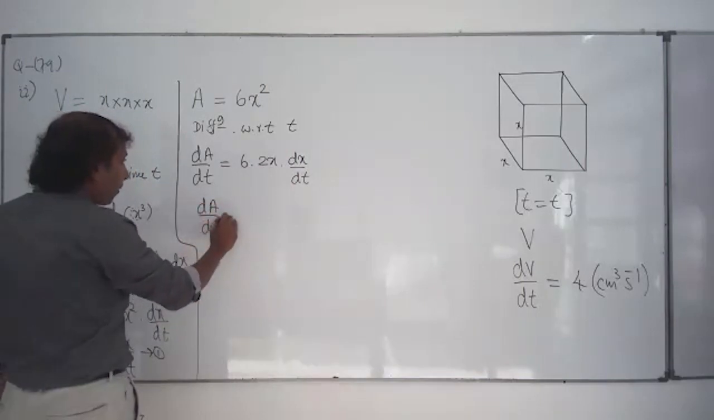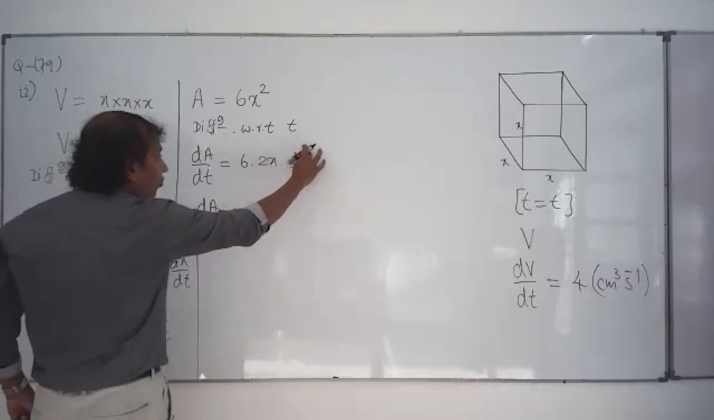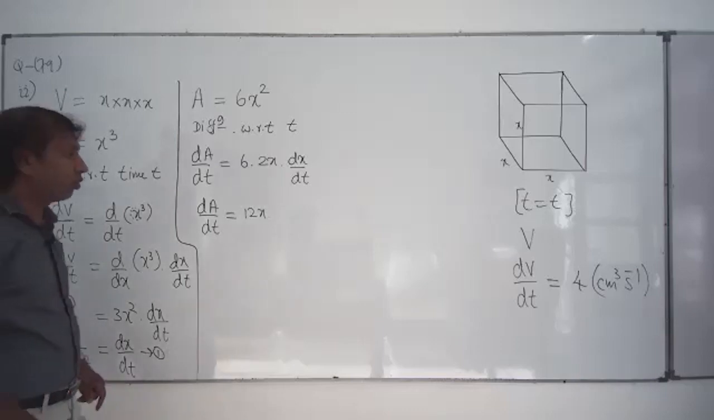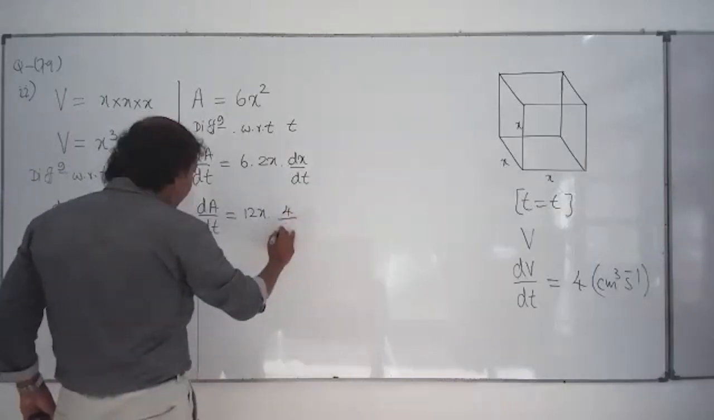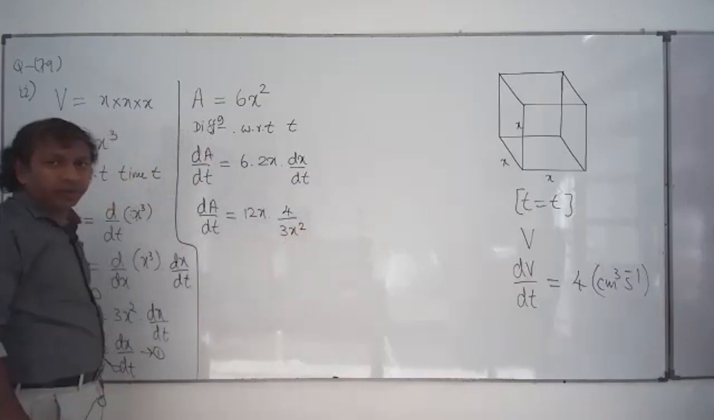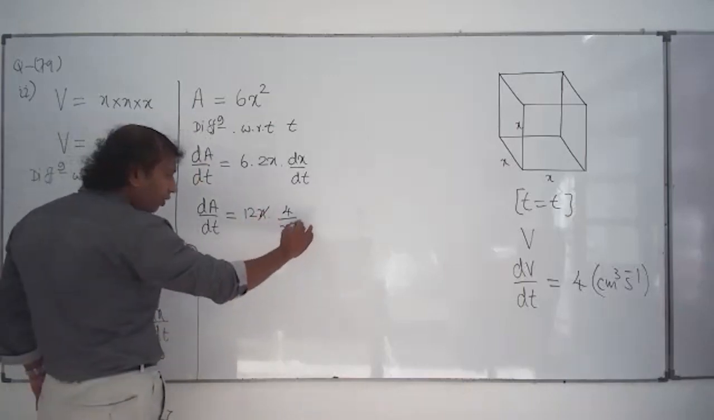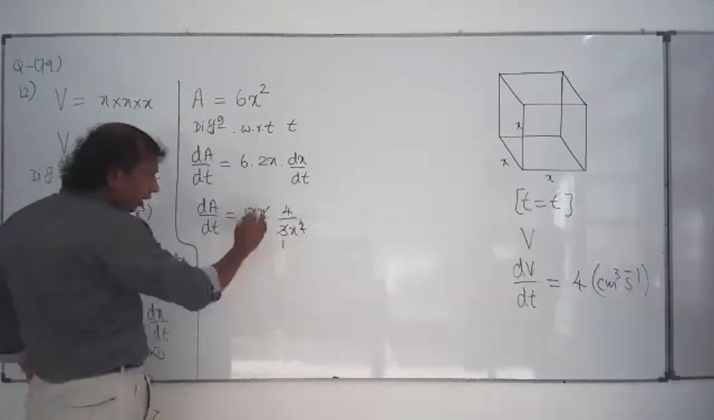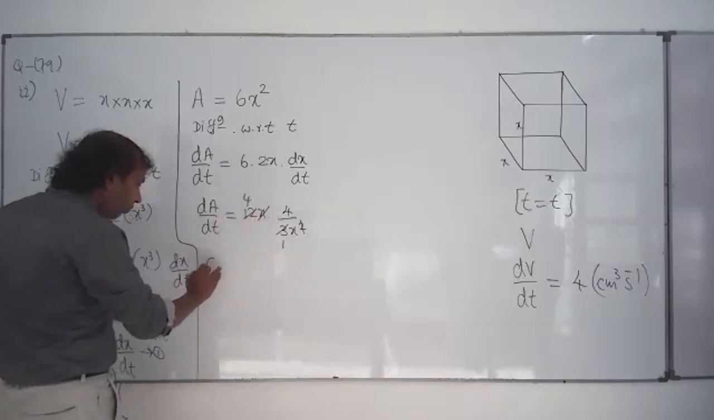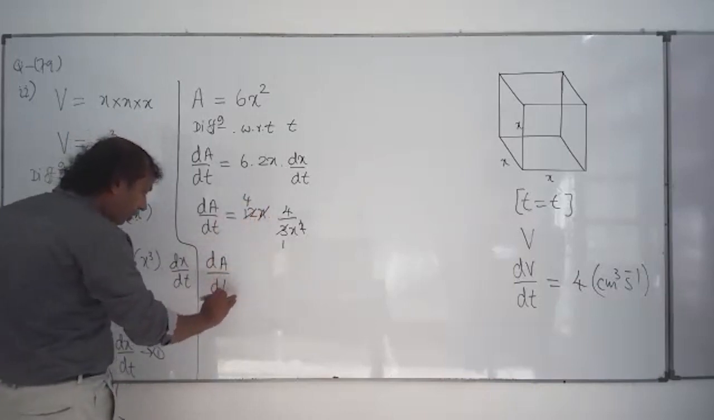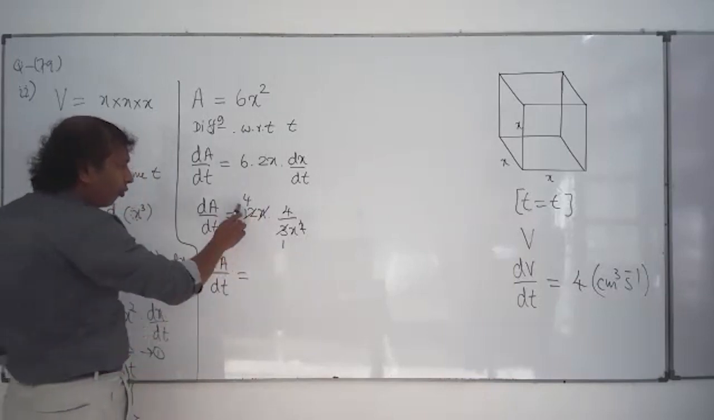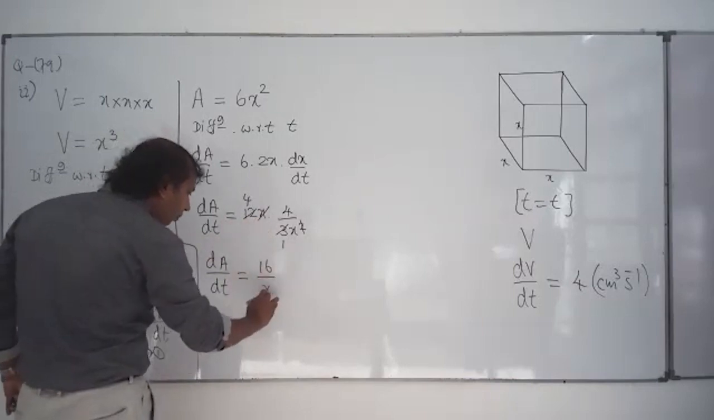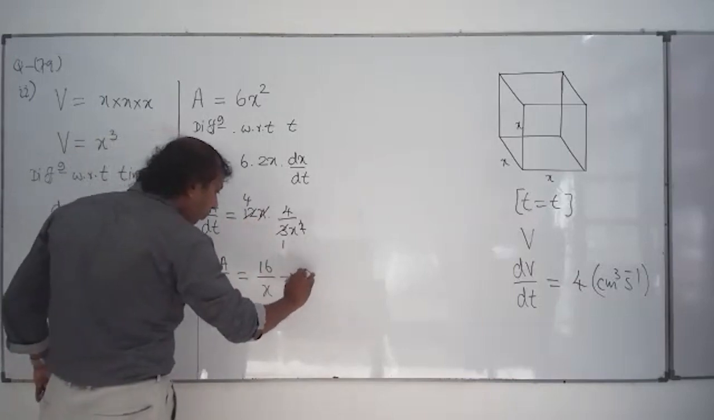dA by dt equals 12x dx over dt. People, here we have dx over dt is 4 over 3x squared. Substitute for that dx over dt, 4 over 3x squared. Okay. Now this 1x you can cancel down with this x. 3 and this 12 we can cancel out by 3. Here we get 4. dA over dt is equal to 4 and 4, it's 16 divided by x. Say this is number 2.